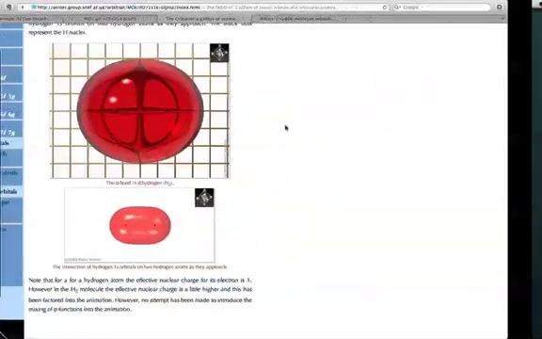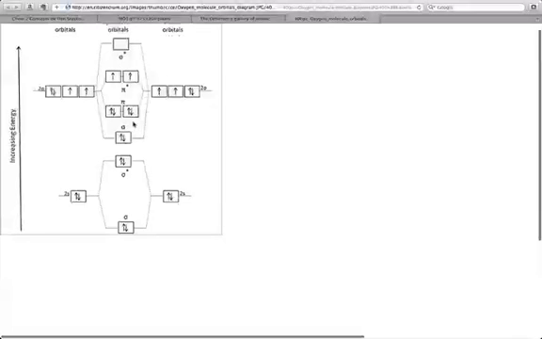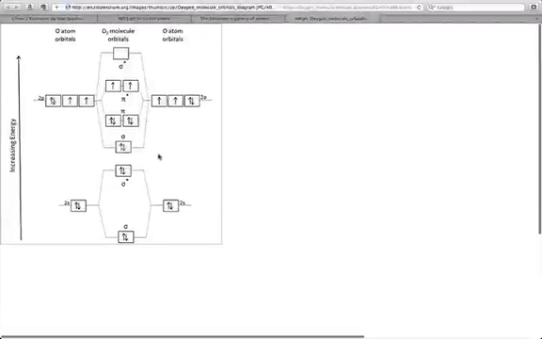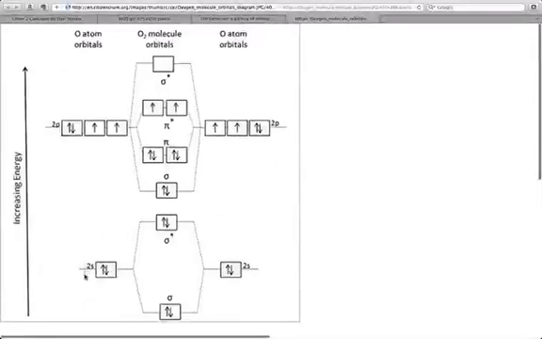Let's take a look at a slightly more complex case. Take a look at an oxygen molecule or something along those lines. And here we have an oxygen molecule. You can simplify this procedure by just looking at the valence shell. Looking at just the valence shell, what we find is that we can combine the two s orbitals.